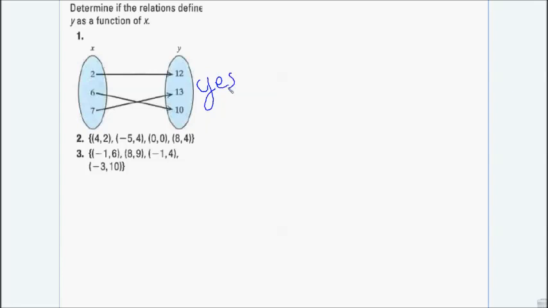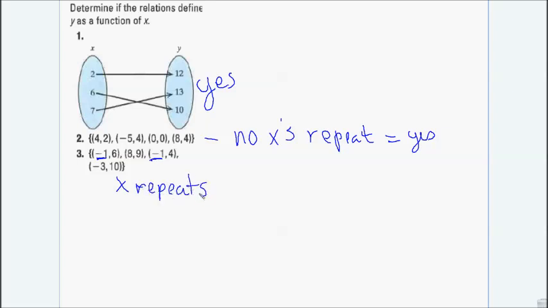function, yes? If I look at this, I have 4, -5, 0, and 8, so I have no repeating x's. So it is a function. Here I have -1, 8, -1. So I have that repeating x. Okay, but when they have two different y's, that makes it not a function.